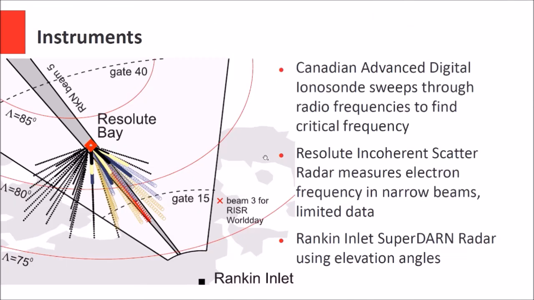The goal of my project was to assess the quality of this method by comparing its results to independent observations by other instruments. The Rankin Inlet SuperDARN radar is in a convenient location for this because its field of view overlaps with two other instruments, the Resolute Incoherent Scatter Radar, RISR, and the Canadian Advanced Digital Ionosonde, CADI, both of which are located at Resolute Bay.